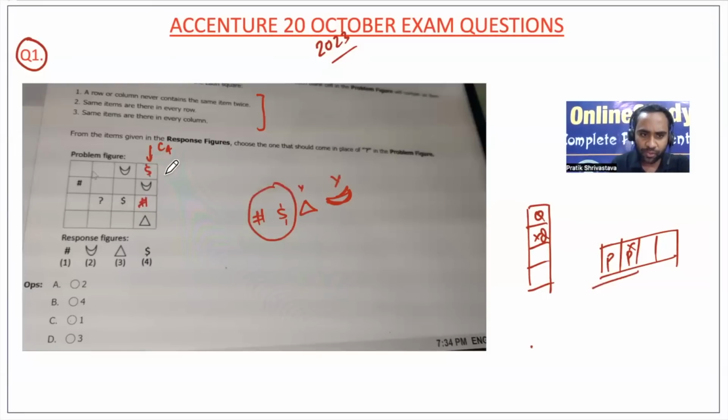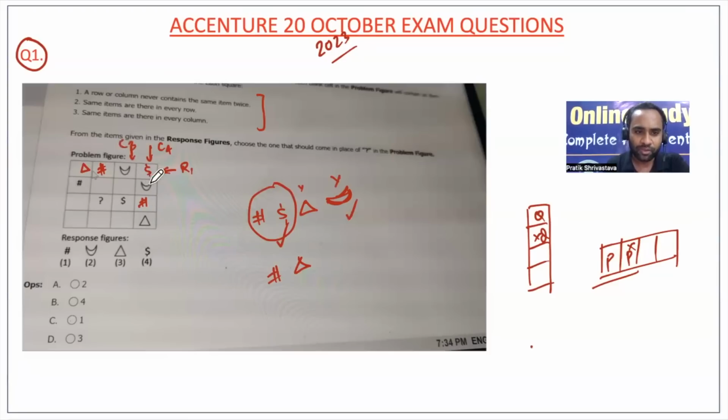Now if we try to visualize row 1, there we have dollar and moon. Dollar is here, moon is here. Now we are left with two symbols, has and triangle. Has is already here. I cannot put has here because then the same row will have the same item twice. So triangle will come here and then has will come here. So this is how we have to proceed.